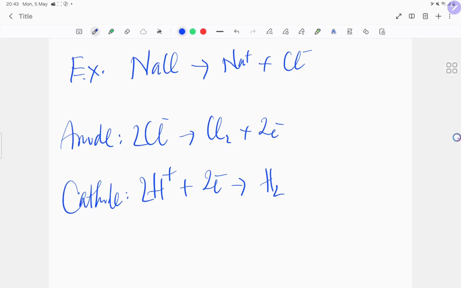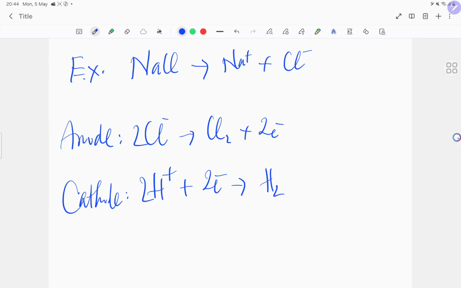Just yes or no? So there's no change. So why is it no? Why is there no change? Because it's just copper that reacts, so that goes to the anode. There's no other.